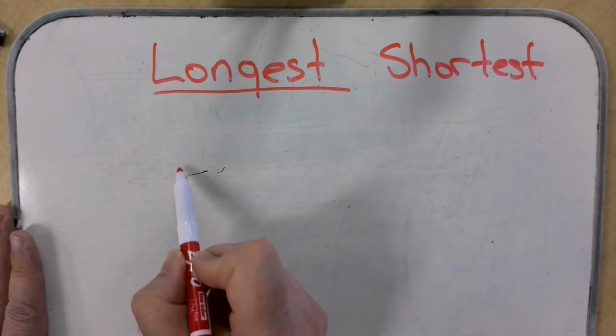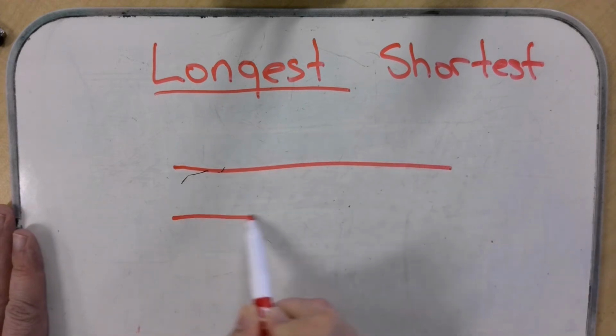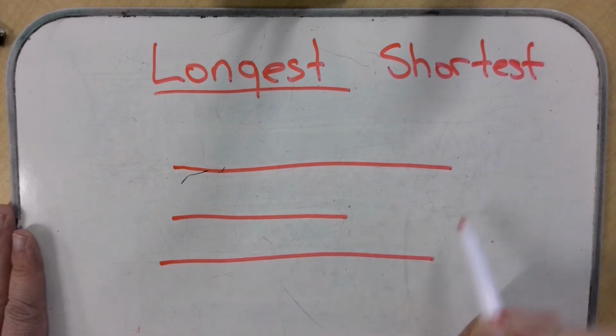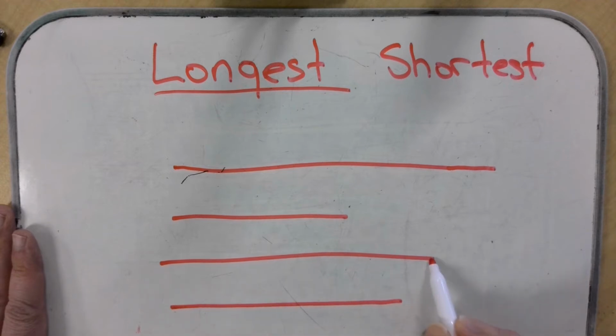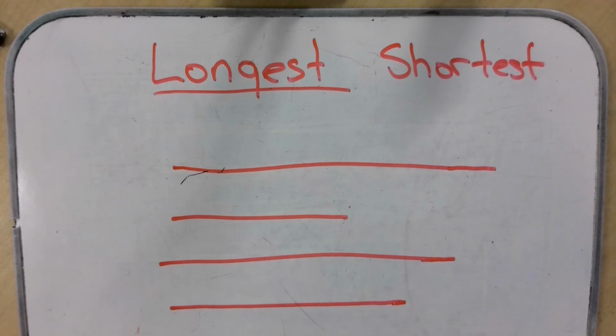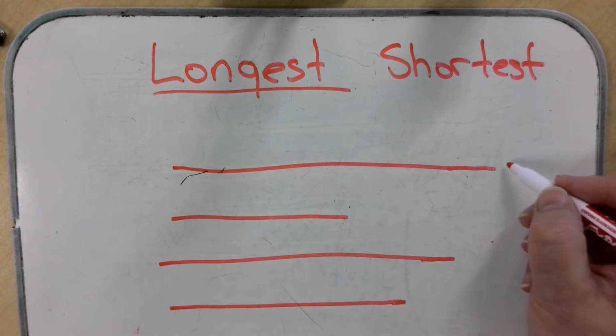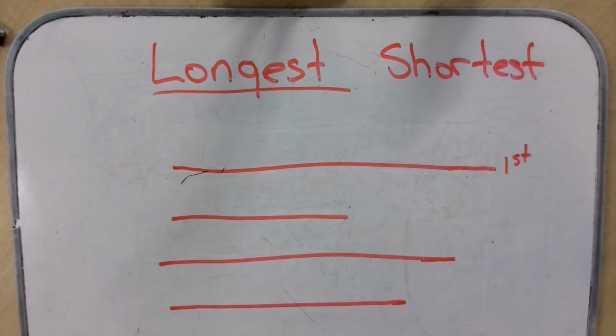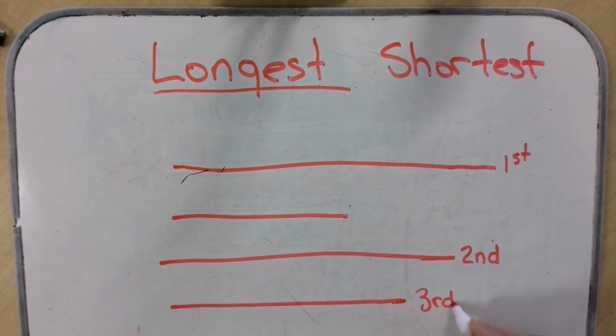Again, we have 4 lines. 1, 2, 3. Let's actually make this one a little bit longer. 3 and 4. There, now we can kind of see the differences. So now without the start and finish, if I'm looking at my lines, which one is the first longest? Which one is second? Which one is my third longest line? And which one is my fourth longest line?